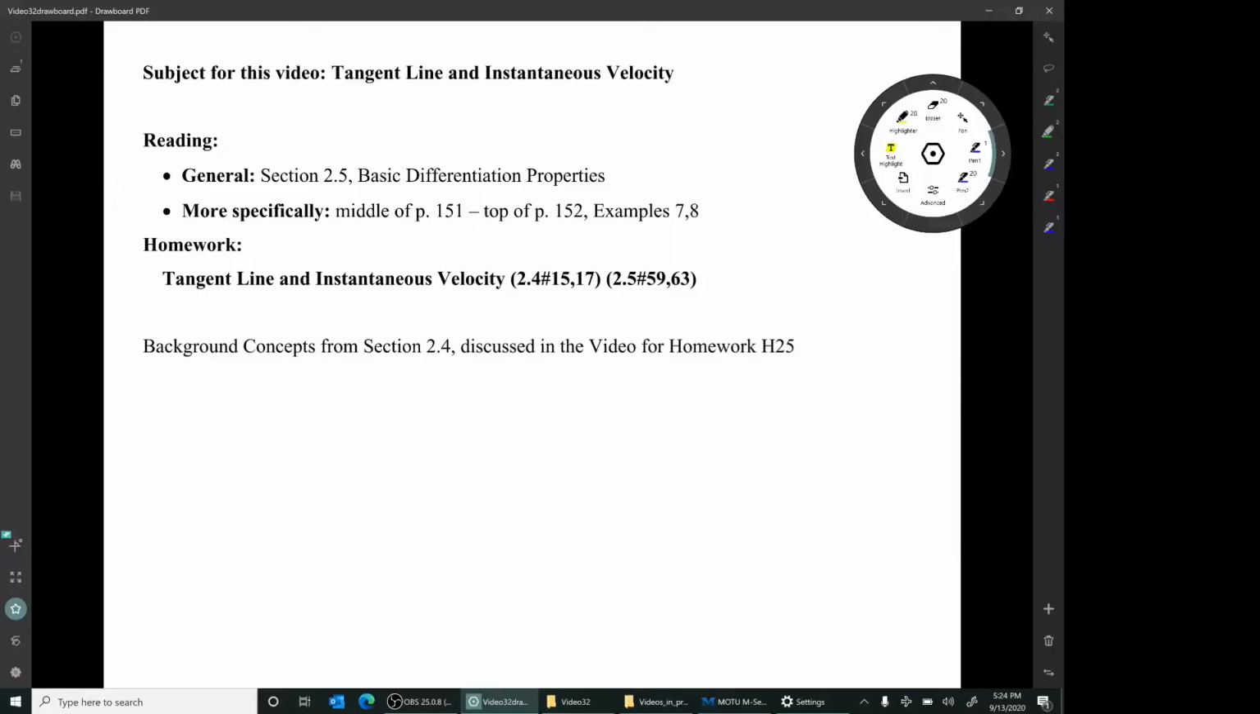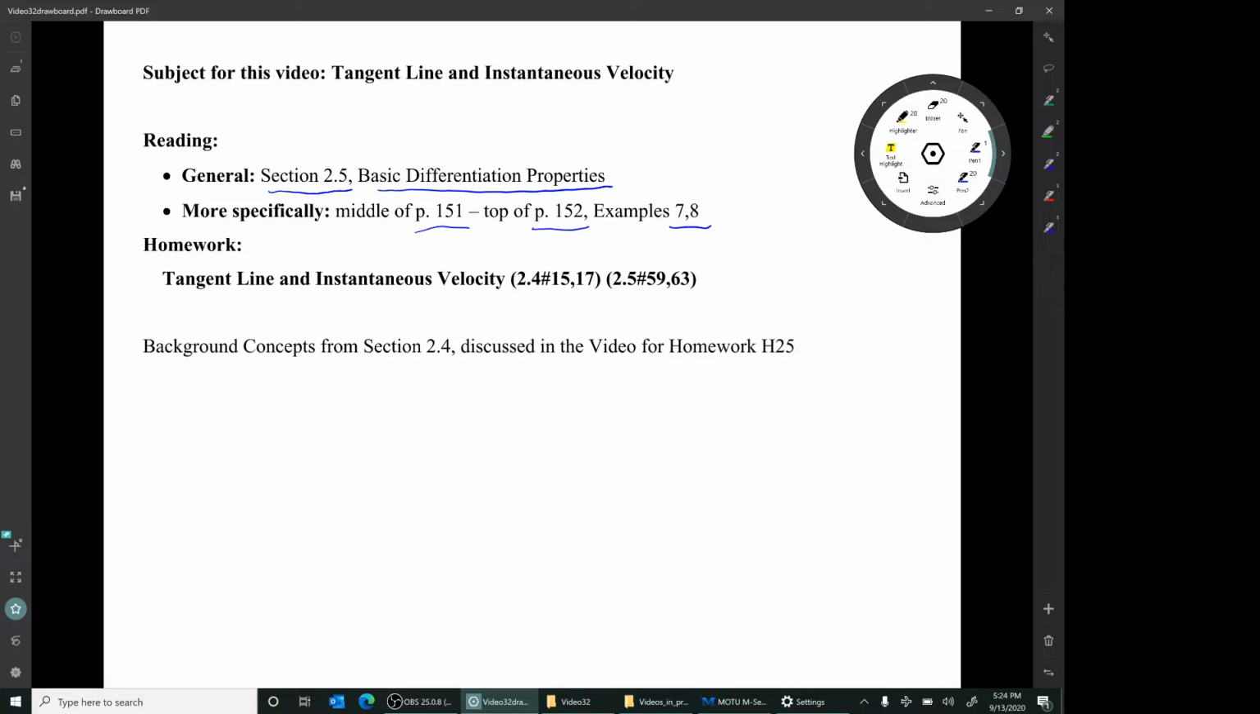Hi, I'm Mark Barsamian. In this video, I'll be doing examples involving tangent lines and instantaneous velocity. This material is from section 2.5, Basic Differentiation Properties, from the middle of page 151 to the top of page 152, examples 7 and 8.